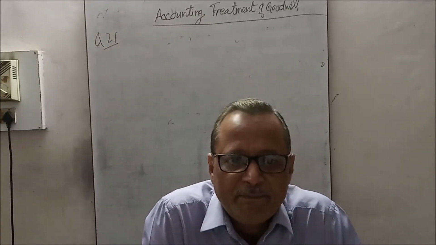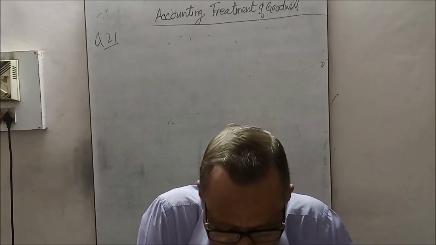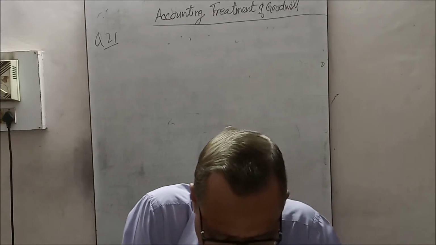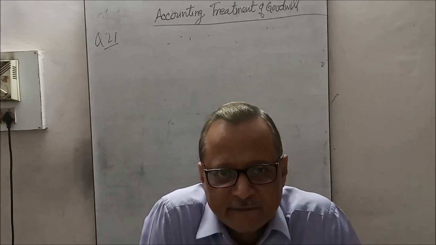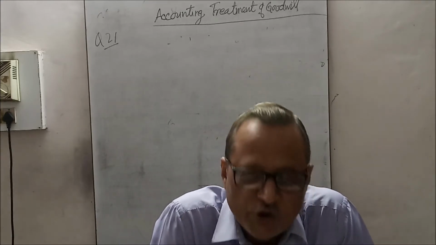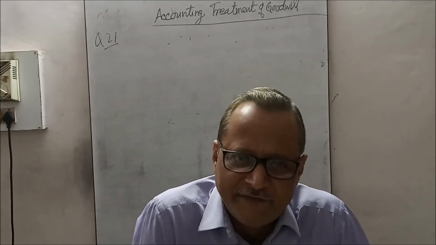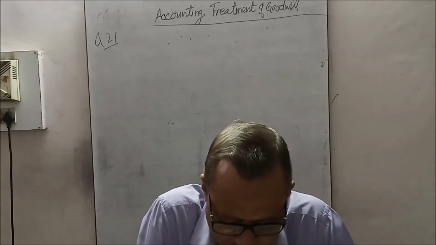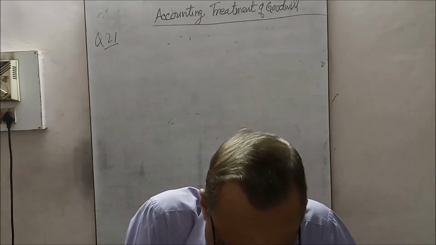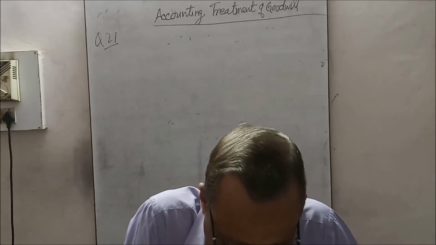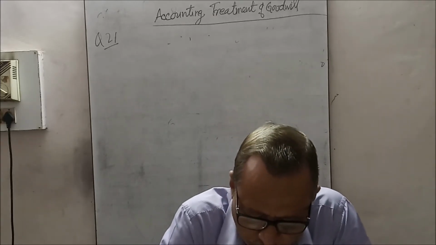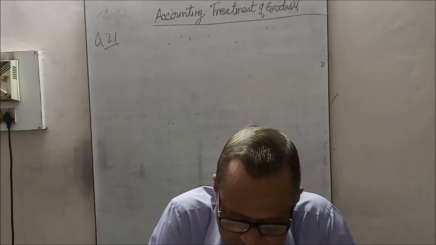A, B and C were partners in a firm sharing profit and losses in the ratio of 3:2:1. They admitted D into partnership with 1/4 share, which he acquires from A and B in the ratio of 2:1, meaning C is not sacrificing. On D's admission, the goodwill of the firm is valued at ₹6 lakhs. However, D is unable to bring his share of goodwill in cash. Pass necessary journal entries and also calculate the new profit sharing ratio.